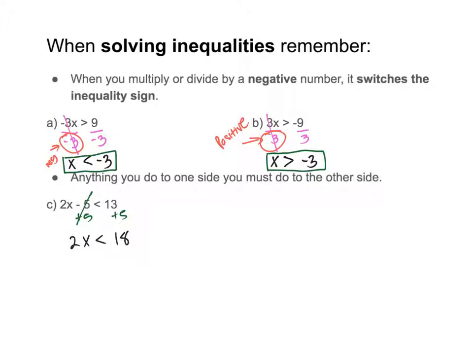And then we are going to divide by 2. So that's going to cancel. And so x is less than 18 divided by 2, which is 9. And x is by itself, so I know this here is my inequality.